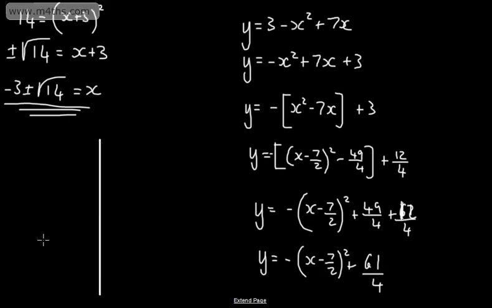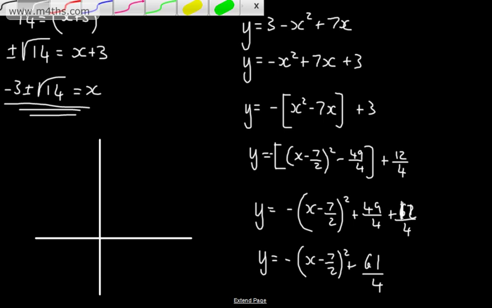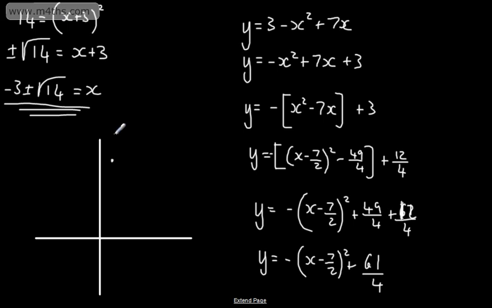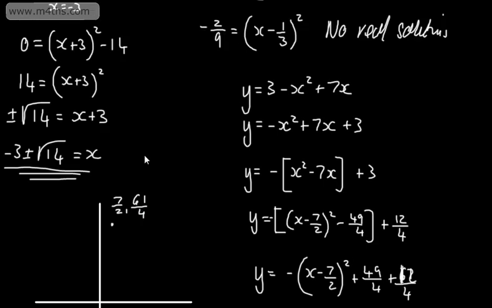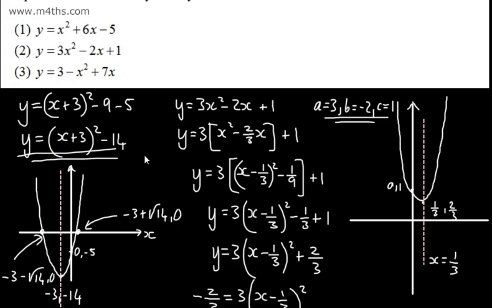So this is going to be a negative parabola. We're going to have now our maximum point at 7 over 2, which is 3.5, and then 61 over 4, which is about 15 and a quarter. So let's put it just here. So this point is going to be 7 over 2, comma, 61 over 4. So a rough idea, that's not brilliant, but it just gives us some idea. Remember, this is just a sketch. I'm not doing anything crazy.